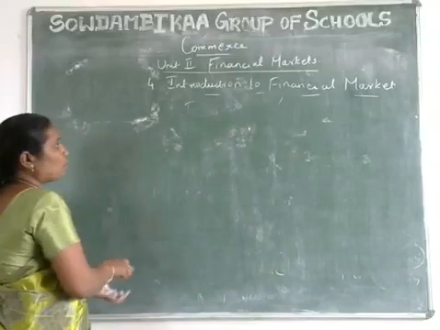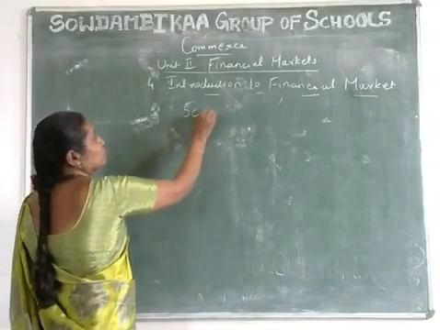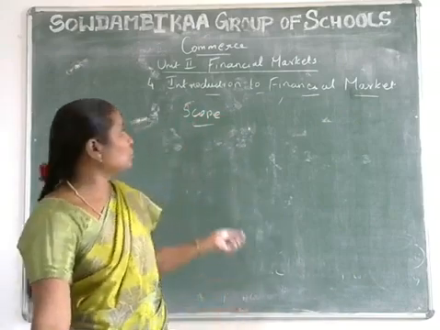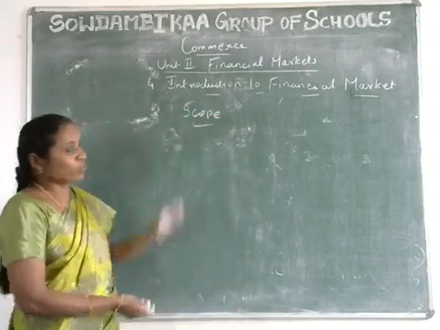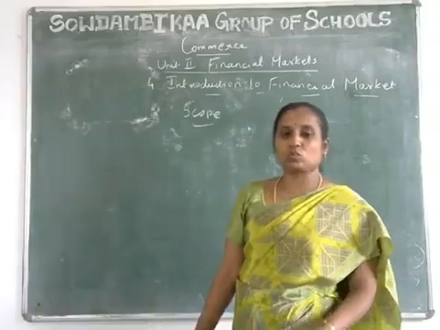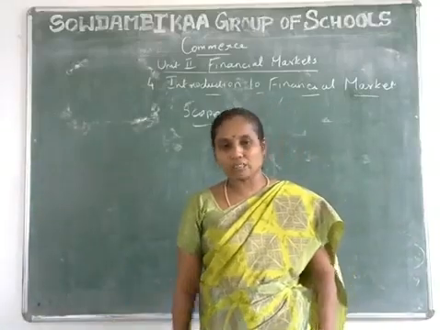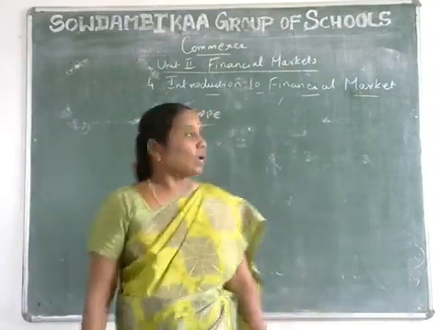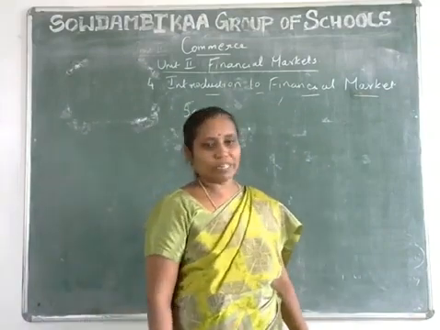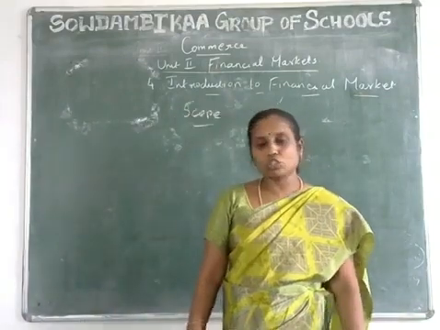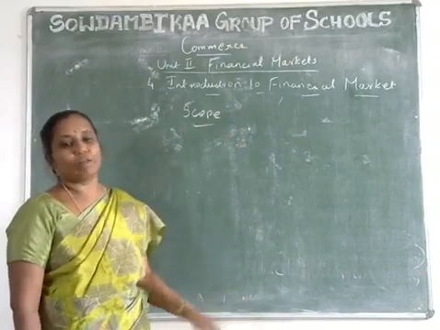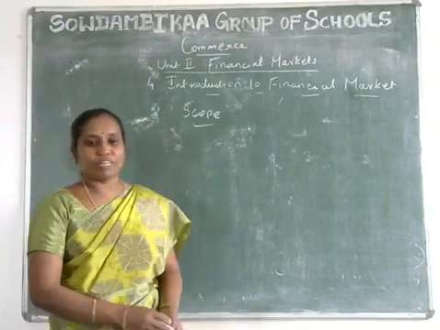What is meant by scope? Scope of the financial markets means the objectives of the financial markets. So first, this financial market provides financial clients to industrial sectors, government sectors, agriculture sectors, etc. And this financial market provides long term and short term financial instruments to the public, and it leads to overall economic development. This is the scope of the financial markets.